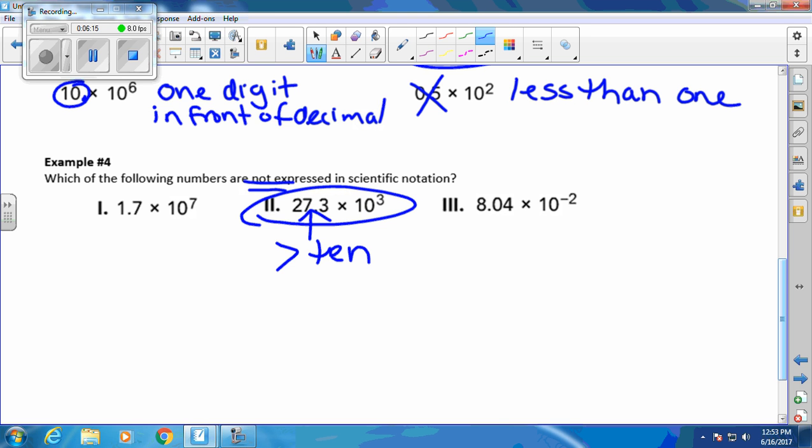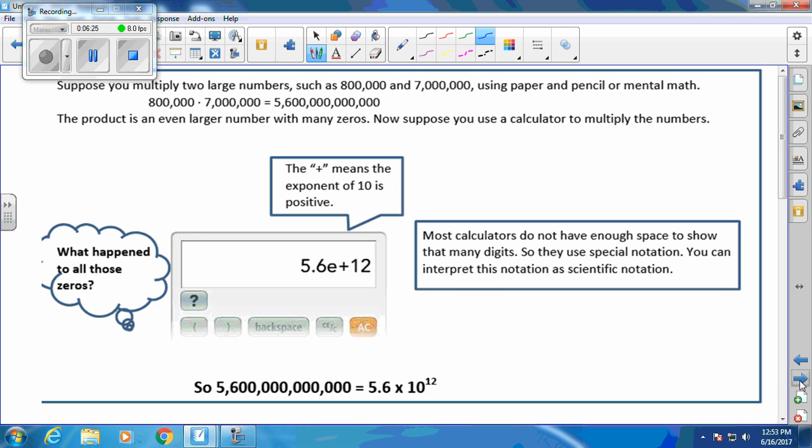Okay, so now we're going to go to the notes on scientific notation to describe large quantities. Oh, no, I'm sorry. Not yet. Still have another page. I went over this quickly in class, but just to talk about it again here, they're giving you some really large numbers to look at, 800,000 times 7 million, and they're asking us to use paper, pencil, or mental math to multiply this.